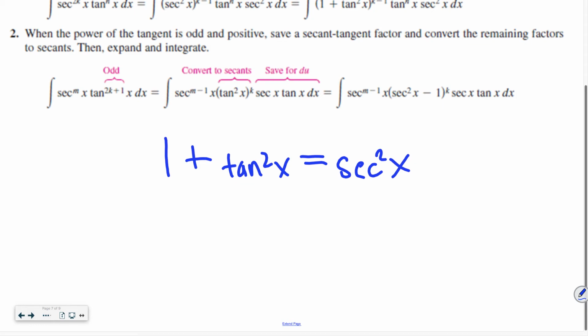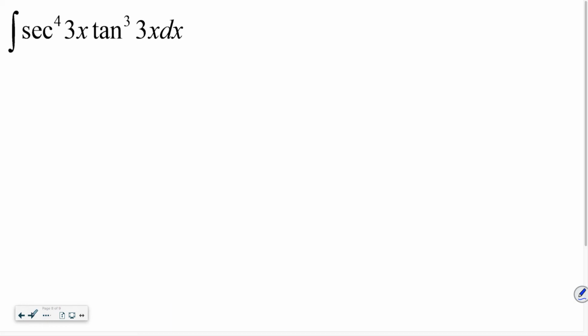If secant is not even, you're going to have to look the other way. Secant is the driver. Here's the deal: if secant is even, save the secant squared and change everything else. If secant is odd, save the secant tangent and change everything to secant. So secant tangent is the tangent.